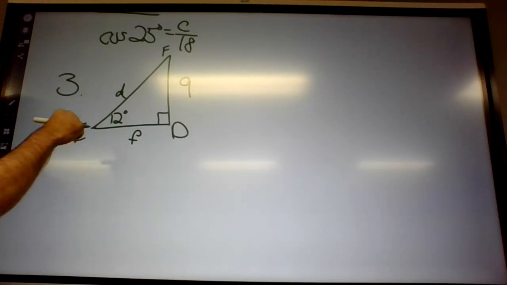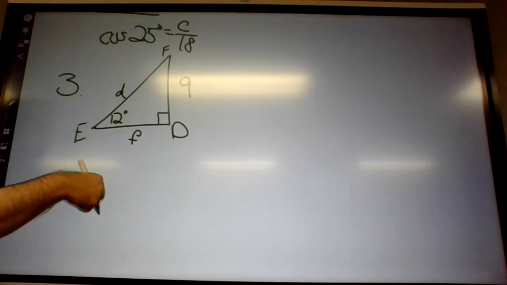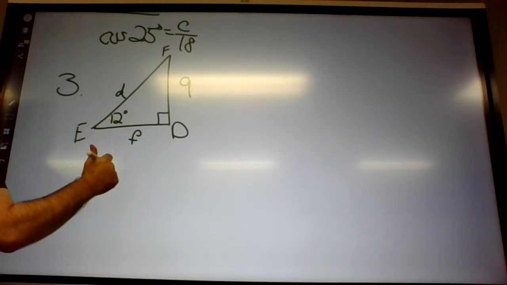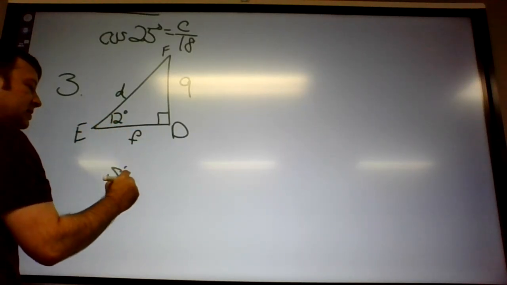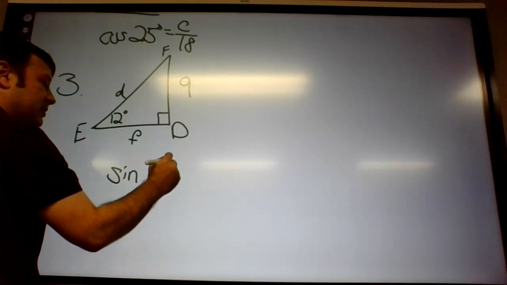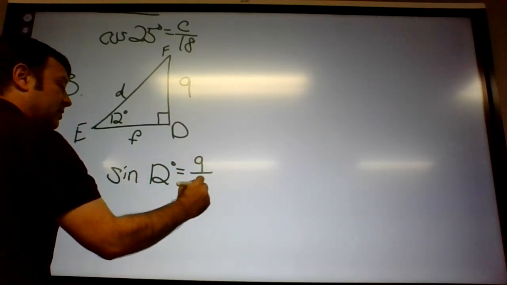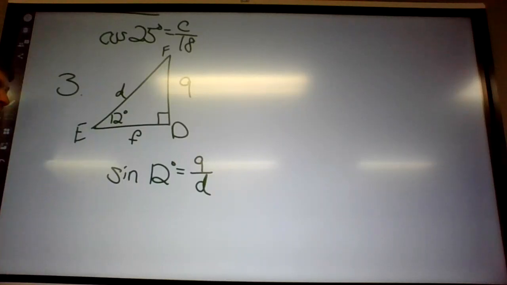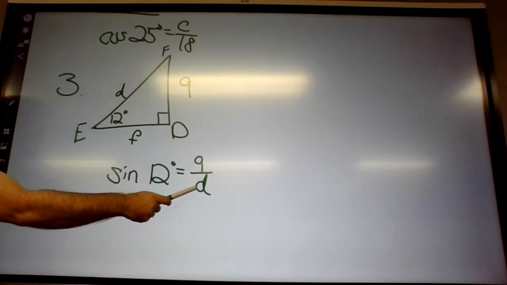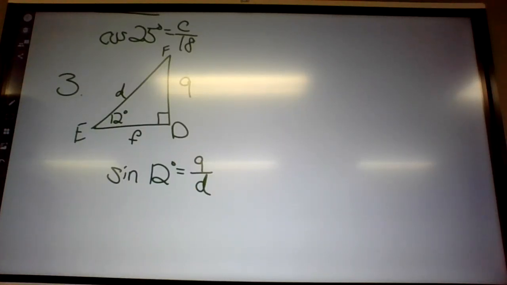Sine is opposite over hypotenuse, SOH, so SOHCAHTOA. So it'll be sine of the angle, sine of 12 degrees, equals the opposite over hypotenuse. Now what's different on this problem is our variable is in the denominator. So how do we fix it?